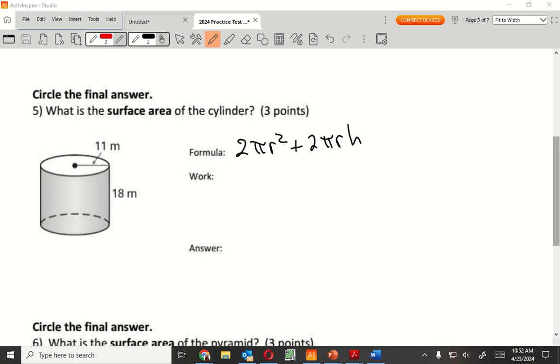All right. So now, given that one, it's going to be 2 pi, my radius is going to be 11, plus 2 pi 11 times h, which is 18. Now, if you plug it in a NumWorks, it'll give you an exact answer in terms of pi, and it'll also give you an approximate answer. So, what is it going to be with pi?